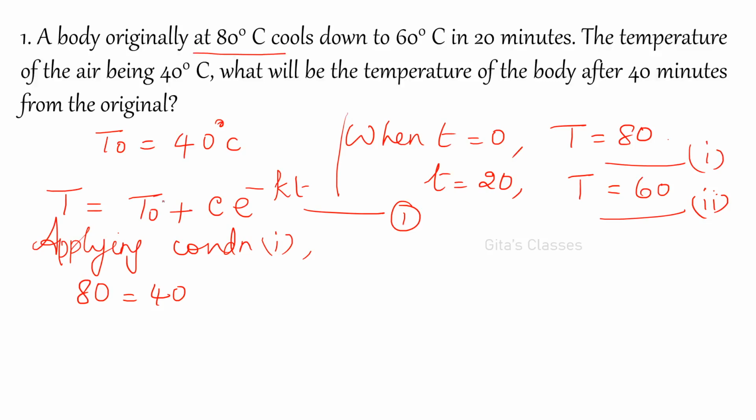So 80 is equal to T naught, that is 40, plus C into, what is C? We don't know, and e power minus k into small t, which is 0. When t is equal to 0, capital T is 80. When time is 0, initially, originally it is given. So when small t is 0, capital T is 80. That is what I have applied. e power 0 is 1. This will become C. So C is equal to 80 minus 40, which is 40. So C is equal to 40.